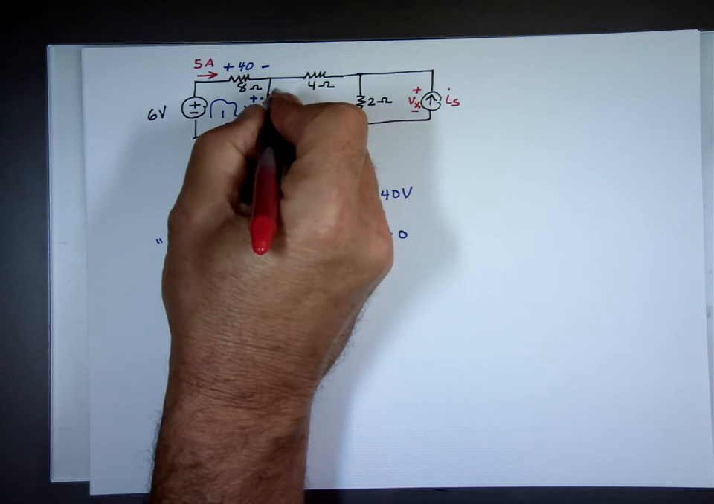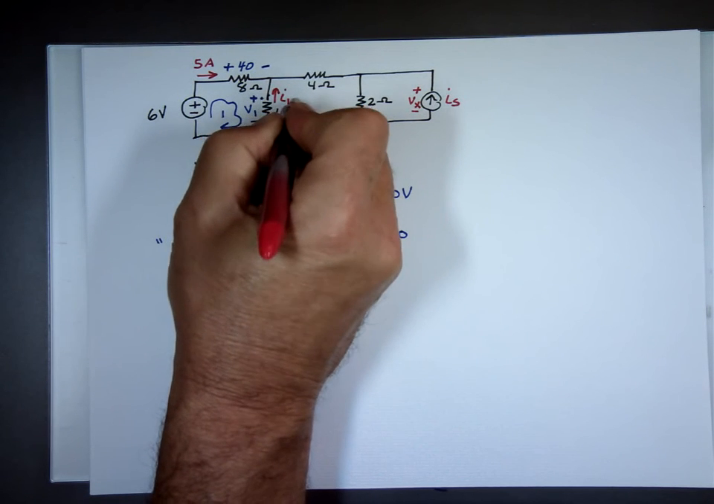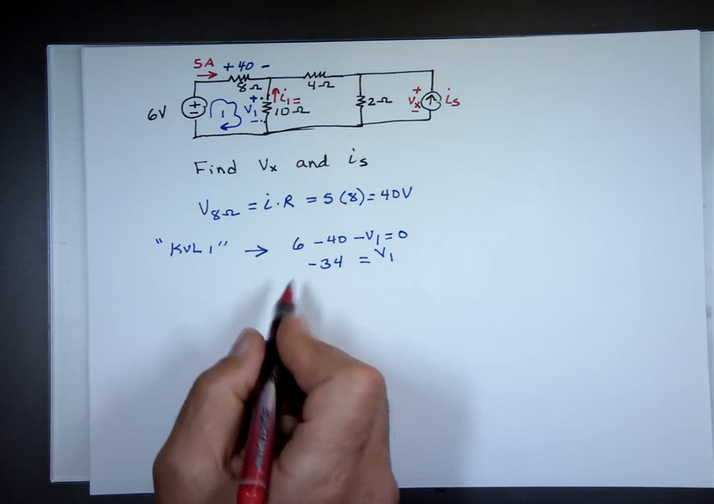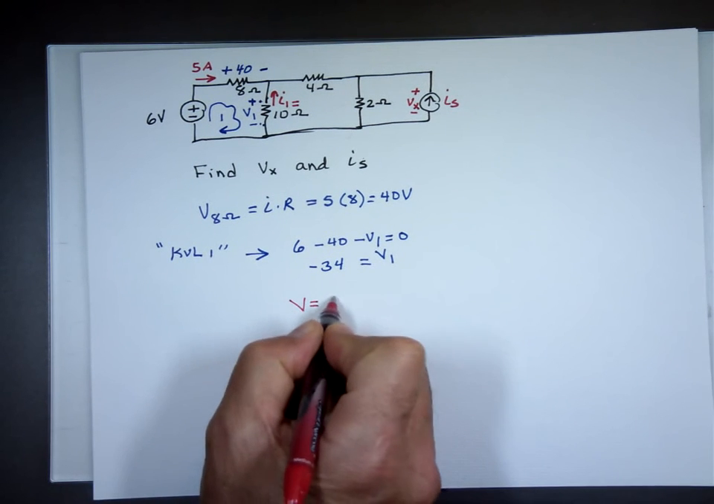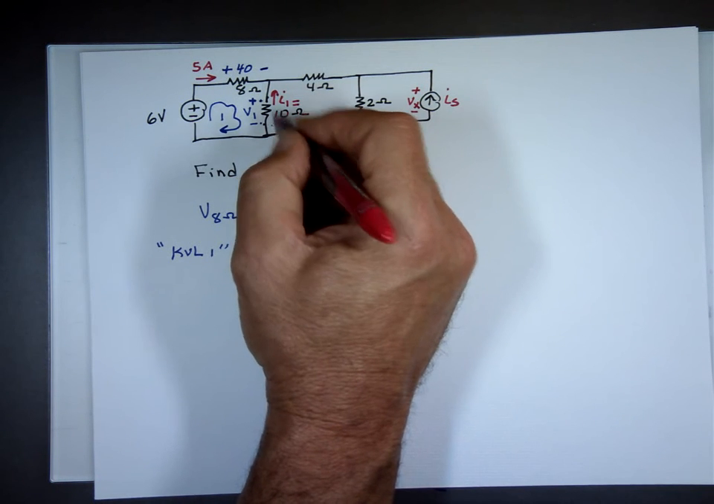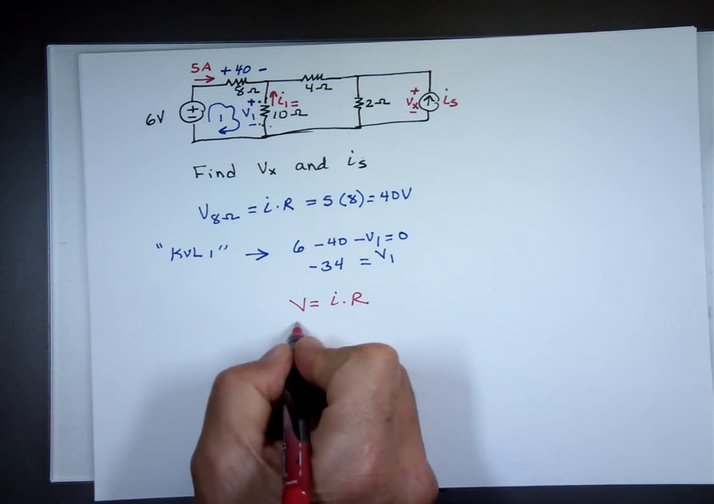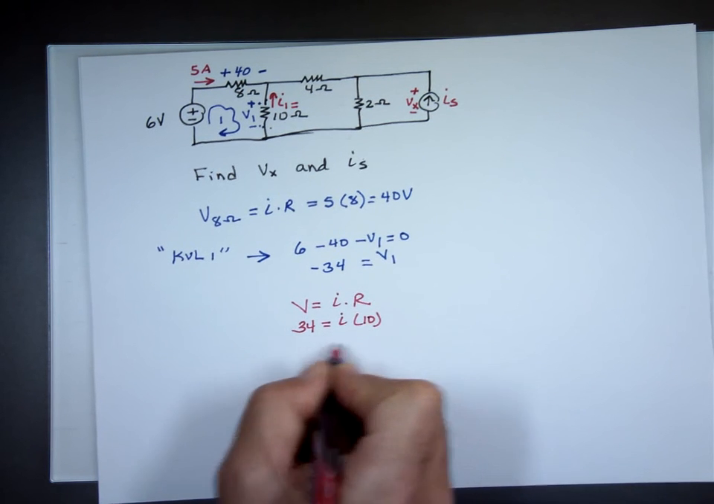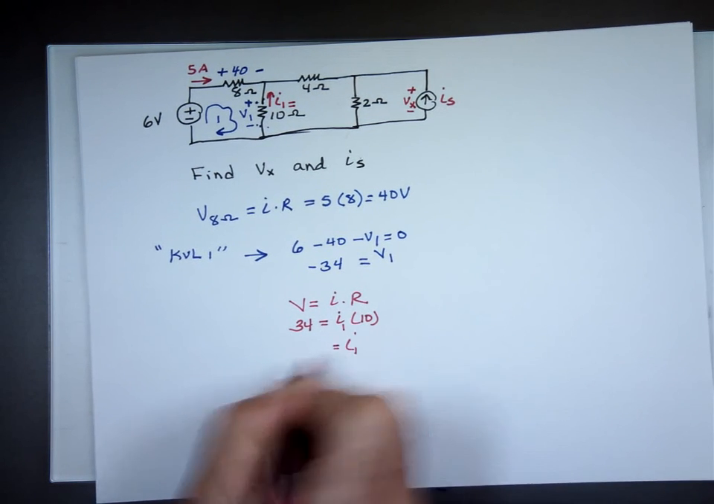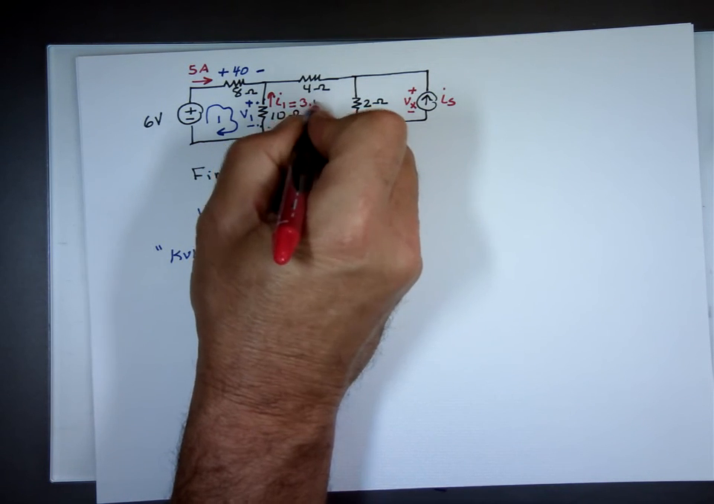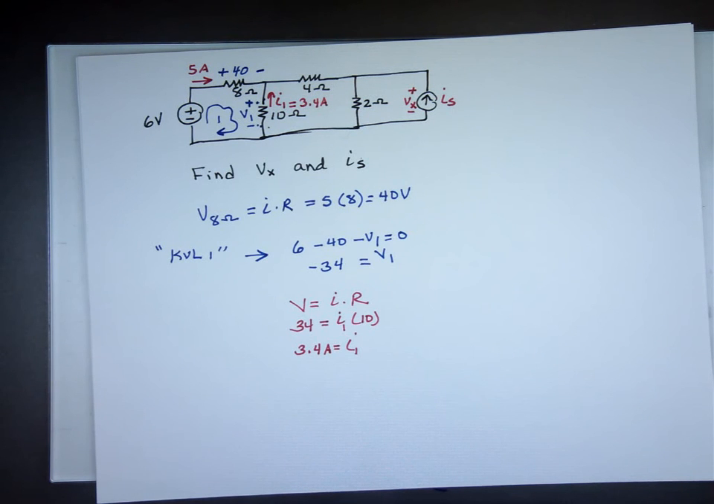We'll call it I1. And do we know what that current is? Ohm's law: V equals I times R. What's the current, plus on this end, minus on that end? 34 equals I times R, which is 10. So I sub 1 equals what? 3.4? So that current going up is 3.4.